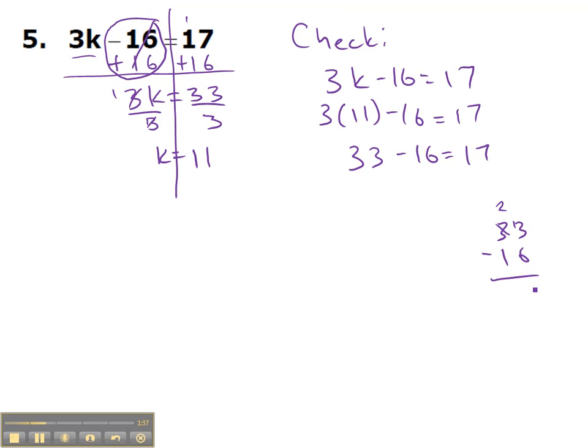Borrow here. 13 minus 6 is 7. 2 minus 1 is 1. So 17 equals 17. That checks out. And then I can circle my answer.